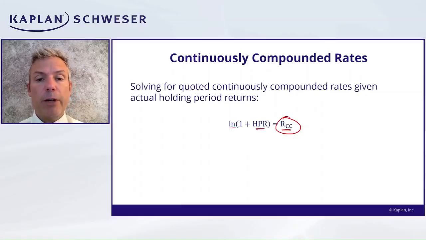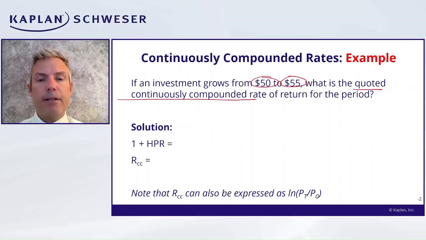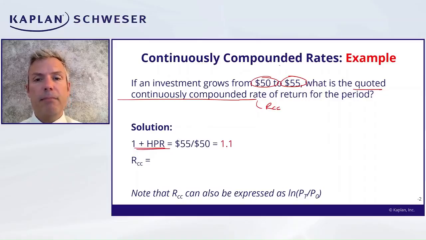Okay, let's make sure we can use that. Here's an example. If an investment grows from 50 to 55, what is the quoted continuously compounded rate of return? So what do we quote on a periodic basis? Well, we know that 1 plus the holding period return here, what you actually earn, is going to be 55 over 50, which is 1.1. I mean, hopefully it's relatively obvious that we've actually earned 10%. So that's our HPR, all right? And so 1 plus the HPR is 1.1.